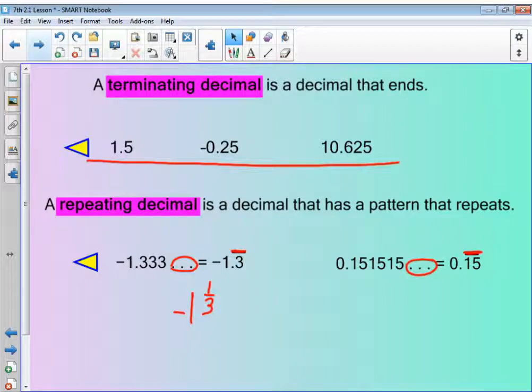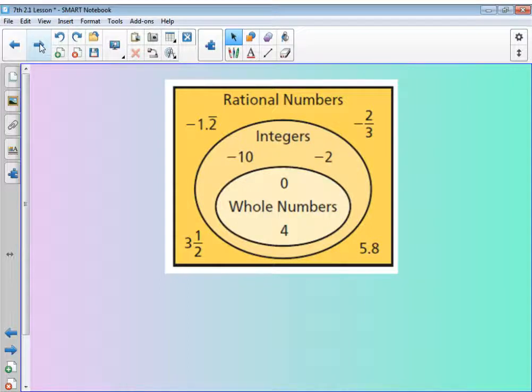These terminating and repeating decimals are considered rational numbers because you can write them out as a ratio. Okay, so here's just a visual of what rational numbers include. And I already discussed that they include all integers.